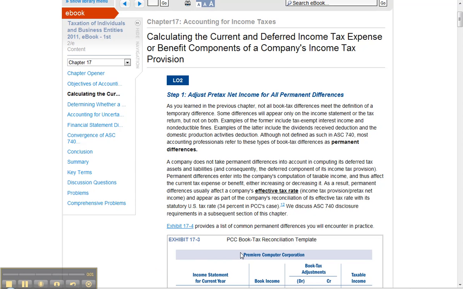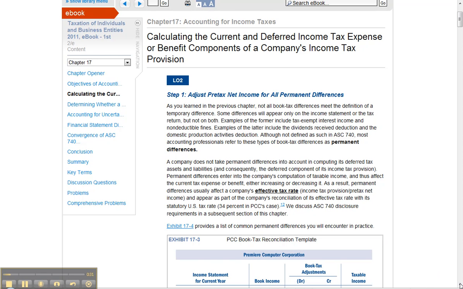Okay, learning objective 2 gets into the first step in our provision process, which is calculating the current income tax expense or benefit. The thing you have to do first in figuring out your current is to figure out taxable income. Taxable income is just book income plus or minus any differences you have, any permanent or temporary differences that you have between the book rules and the tax rules.